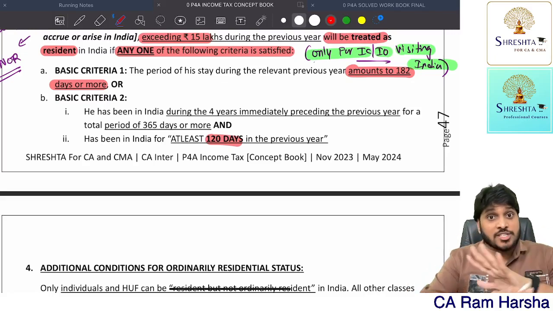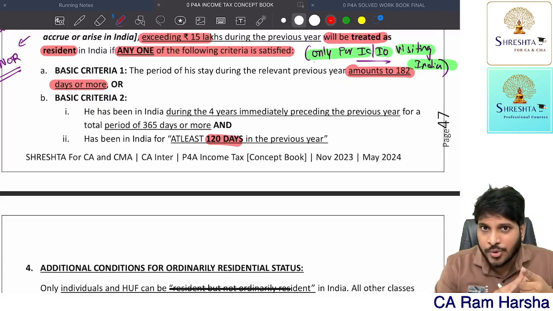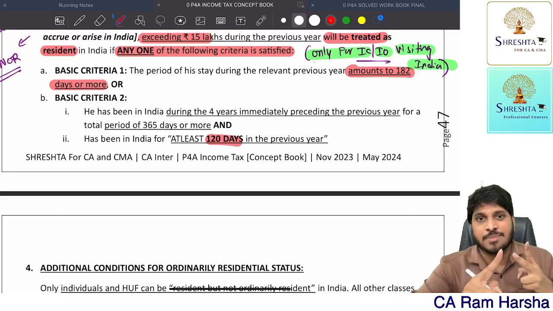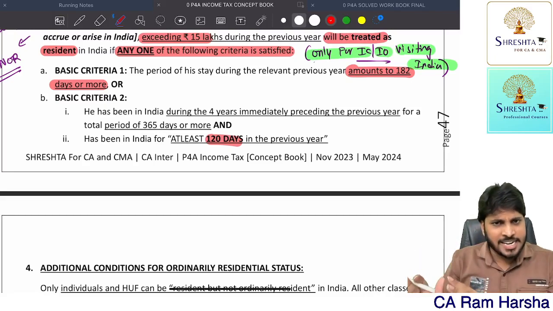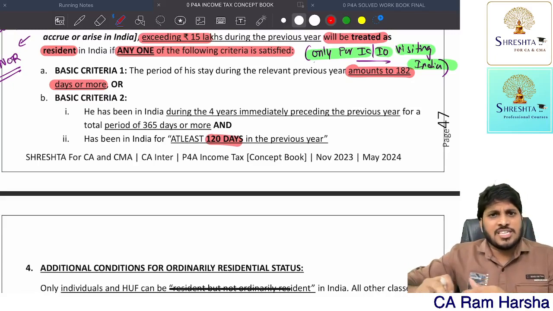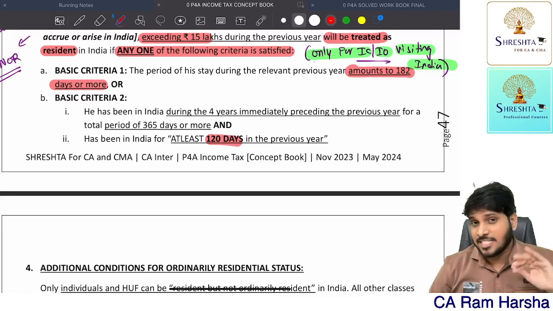basic condition 2 is not applicable for 3 cases. Case number 1, a person who is an Indian citizen, he is leaving India for employment. Case number 2 is an Indian citizen working in an Indian ship as a crew member which is traveling on international traffic. What is that? I will discuss later.